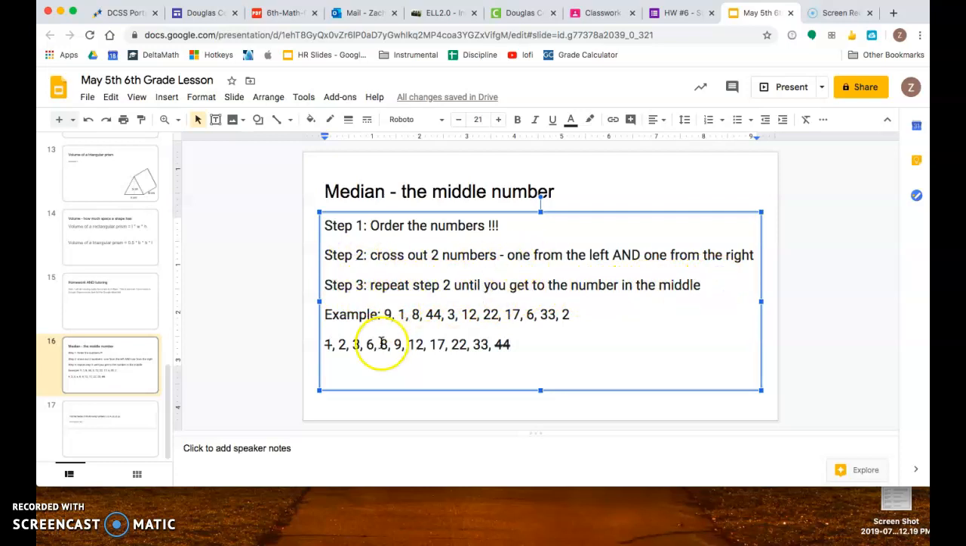All right, so step 2 again. Cross out two numbers, one from the left and one from the right. Again, one from the left and one from the right. One from the left and one from the right. Always two numbers I cross out. One from the left and one from the right. All right, I have just one number in the middle, so that is my median. Awesome. So my median here is 9. Cool.